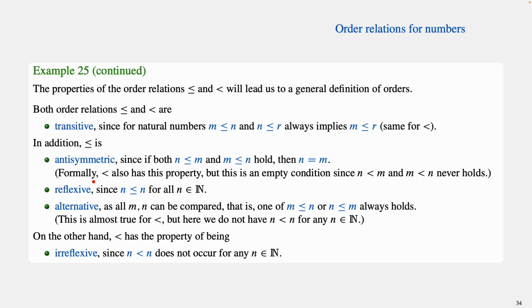But so these are properties for less or equal, but the less relation has the property of being irreflexive, precisely for what I just said before. N strictly less than n does not occur for any natural number n.